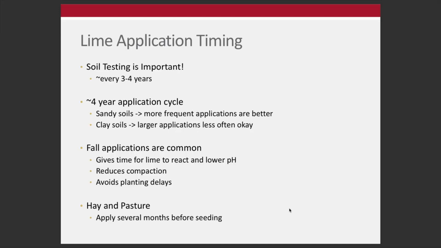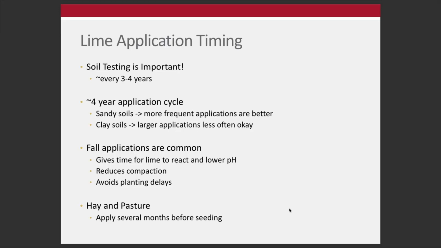It's common in the fall to apply lime in Ohio. It gives time for that lime to react. Lime doesn't react instantaneously, and so it takes some time for that reaction to fully run its course and to raise pH. The slide says lower pH here, but it should say raise pH. It also reduces compaction and avoids planting delays.